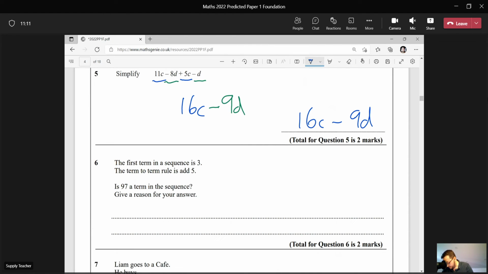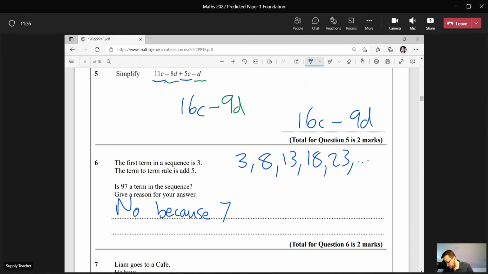Well, if we look at the sequence, if we start at 3 and we just add 5 every time, the next number would be 8, then it would be 13, then 18, then 23. And if you notice, it's just ending in 3 and 8 every time. So 97 is not going to be in the sequence because it doesn't end in a 3 or an 8. So I'm going to say no, because 97 doesn't end in a 3 or an 8. Okay.